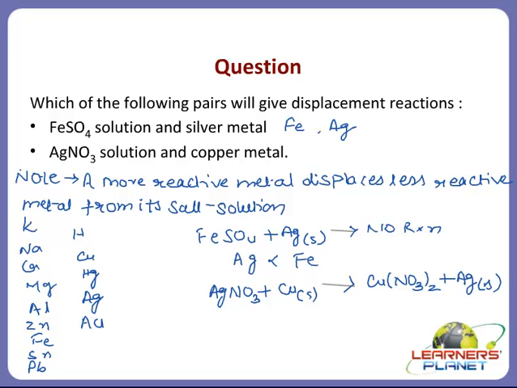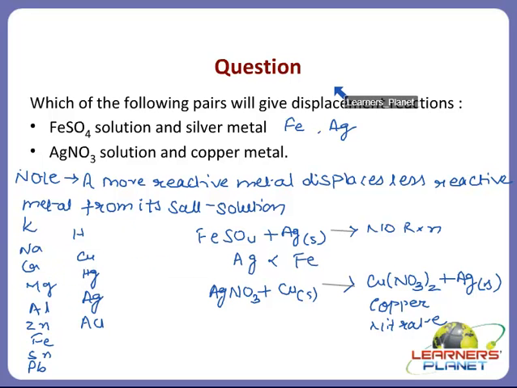So here what is happening? A displacement reaction is taking place and what is the product formed? It is copper nitrate. So what is the thing to be remembered here? This can be any solution, any metal. The thing to remember is that a more reactive metal displaces a less reactive metal from its salt solution. The metals which lie above in the reactivity series are more reactive and which lie below are less reactive.